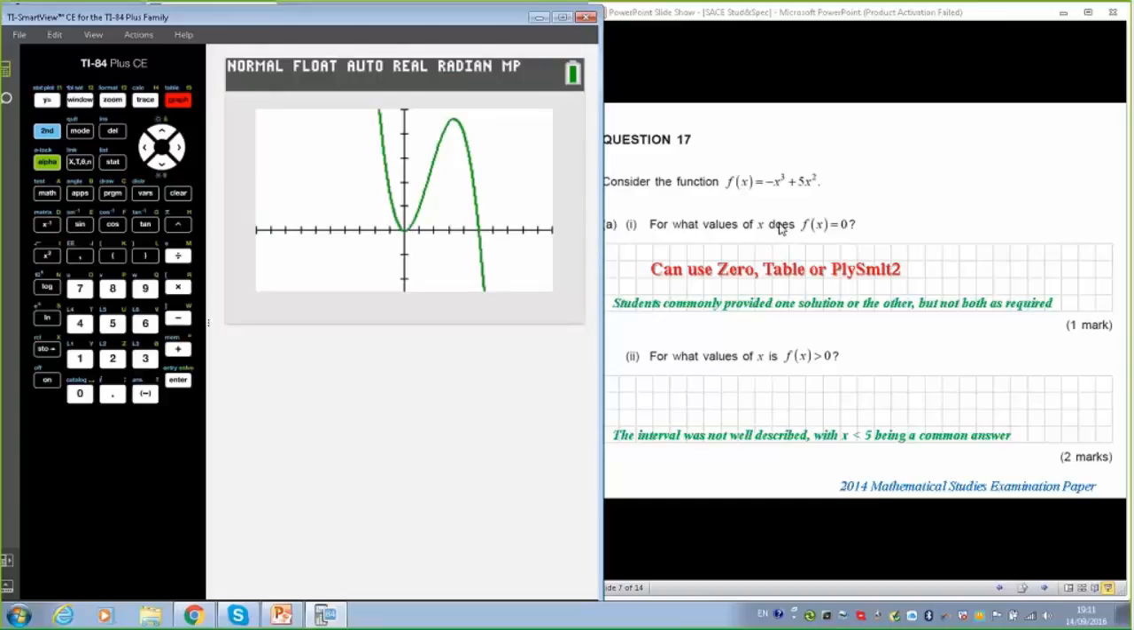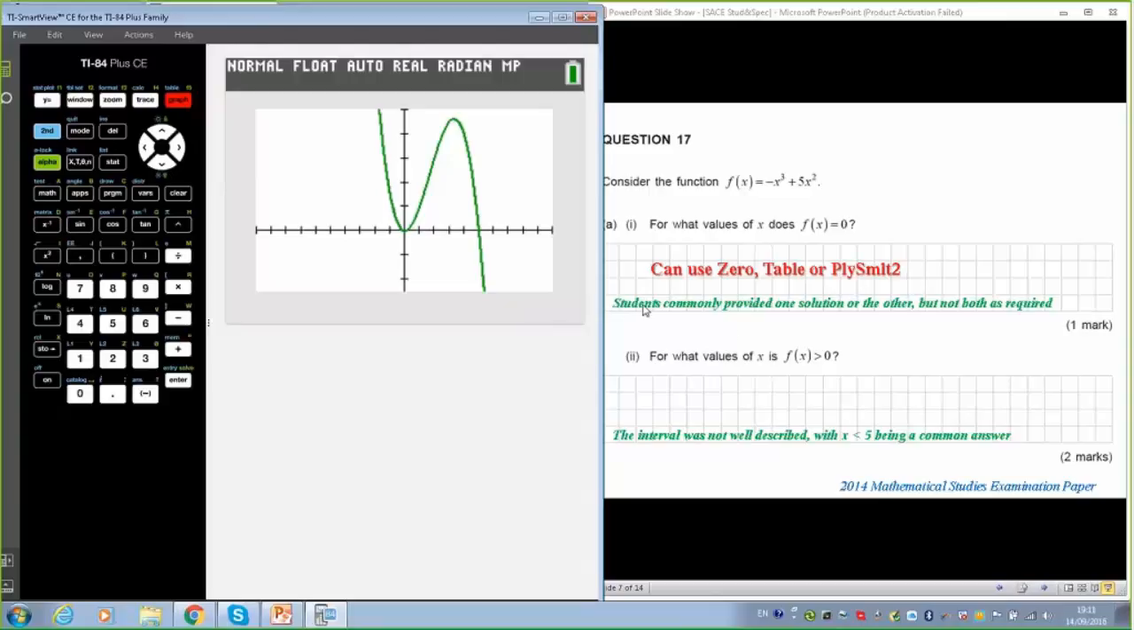So here we go. For what values of x does f(x) equal 0? I've talked about how we can find it. Again, I think the students need to be aware of all these ways and let them choose which one suits them. If they're aware of all of them, at times all of them will suit certain questions, and other times some will suit questions better than others.